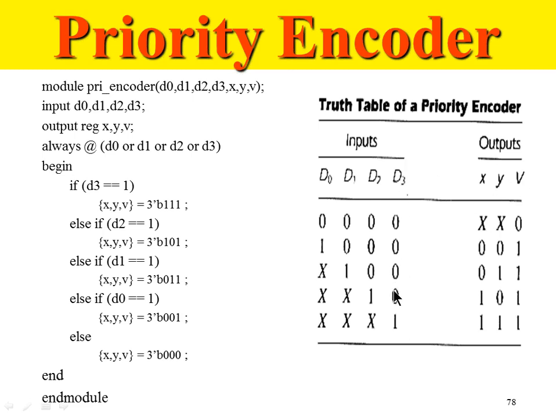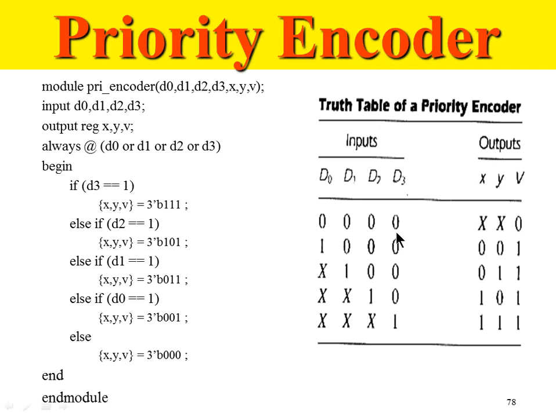If D3 input is 0 and D2 input is 1, I don't care about the other two inputs. Output will be 101: X, Y, and V. If D3 and D2 are 0 and D1 is 1, I don't care about the D0 input, and the output will be 0, 1, 1. If the upper three inputs are 0 and D0 is 1, the outputs will be 0, 0, 1. And if all inputs are 0, I don't care about the output, so all outputs can be 0 in that case.